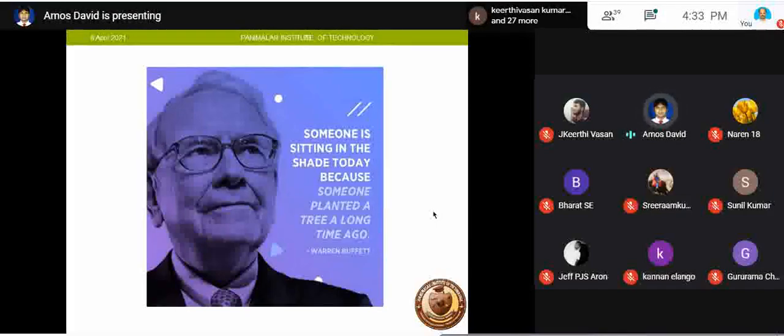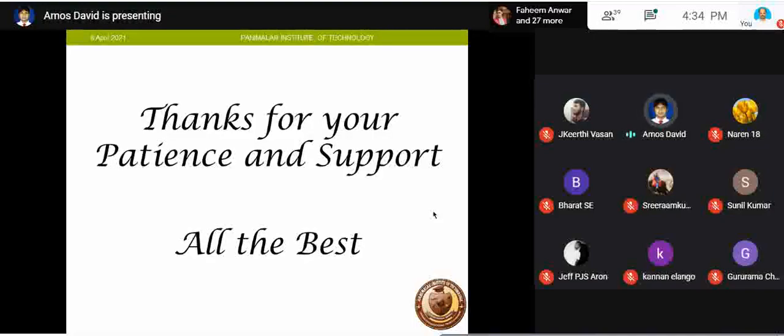Someone is sitting in the shade today because someone planted a tree a long time ago. Our forefathers invested so much in our country. Sixty, seventy years ago, so much infrastructure was built in our country, and because of that only we are flourishing right now. If that is being demolished, then our future is at risk. So we should do something for the future as well. That's what this saying is all about.